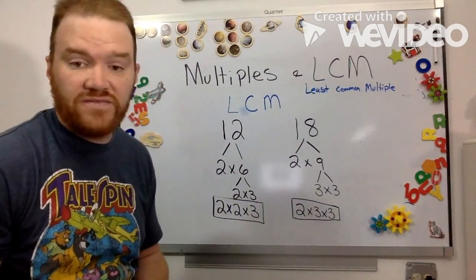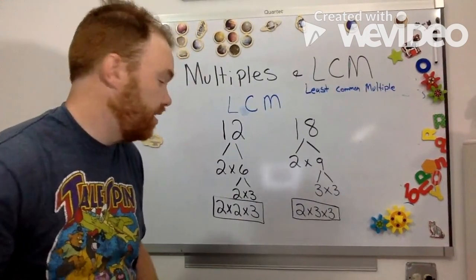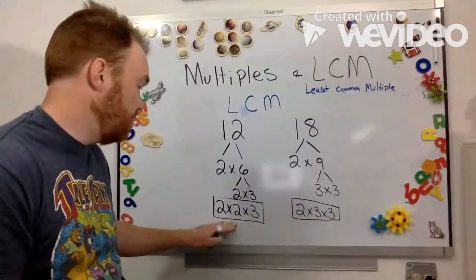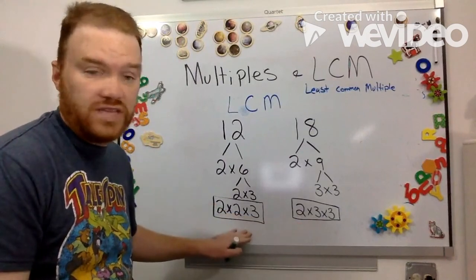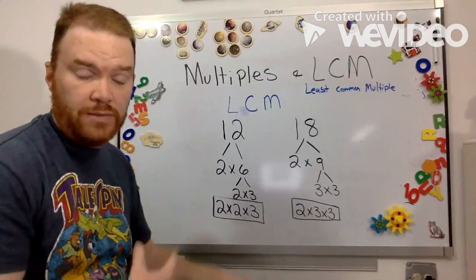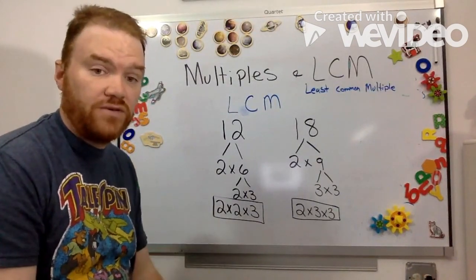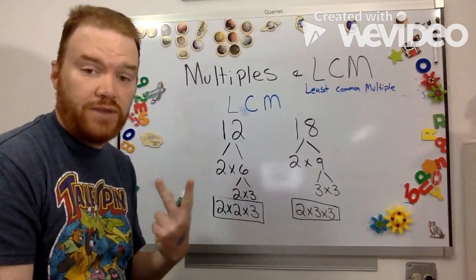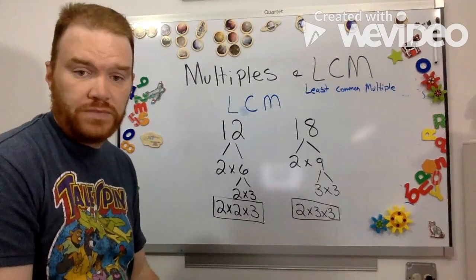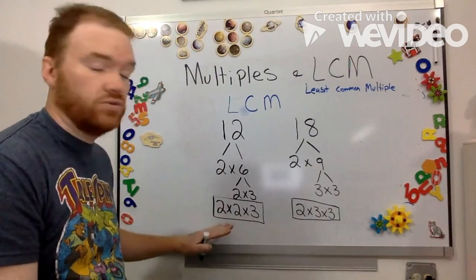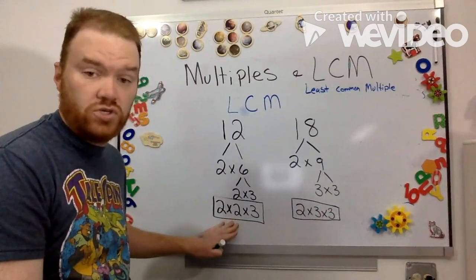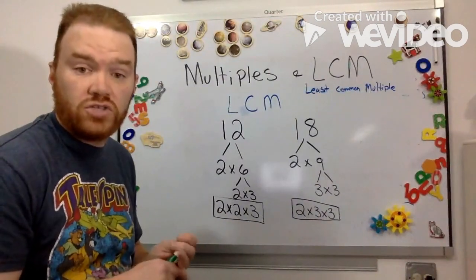Now, how do I use that to find my least common multiple? All right, so here's what you need to do. You need to look at the common prime factors that they have. Both of these have 2 and 3 as their common prime factors. So if 2 is a common prime factor of these two numbers, which one has the most 2's? 12 does. 12 has 2 2's. So I'm going to go ahead and circle those 2 2's.